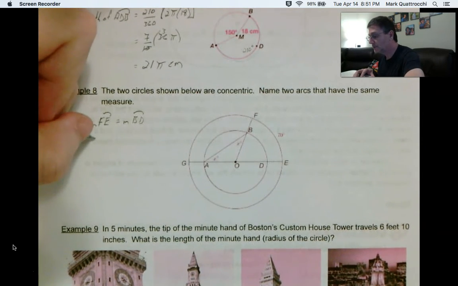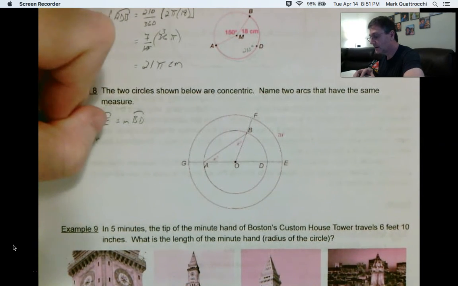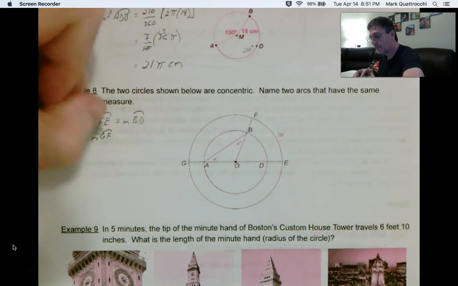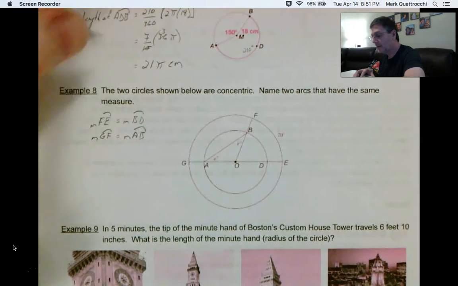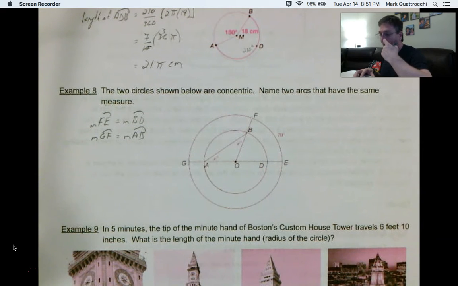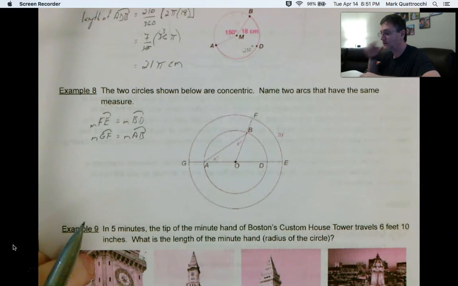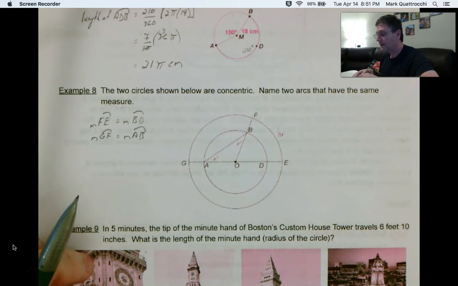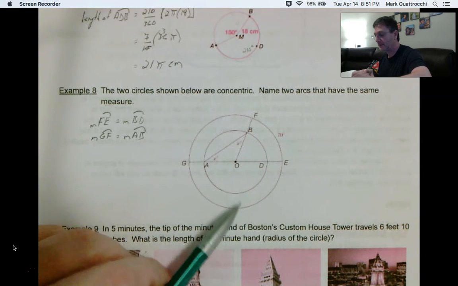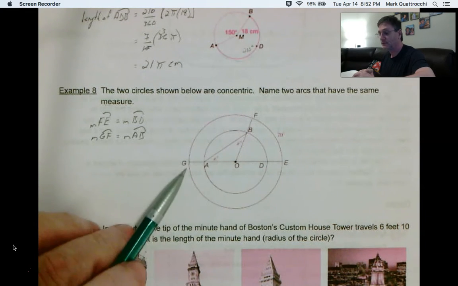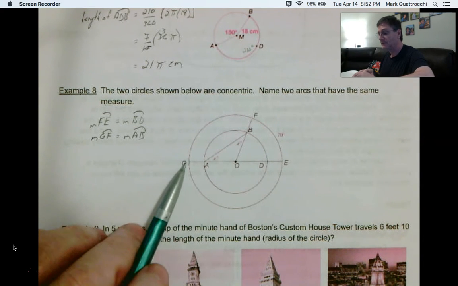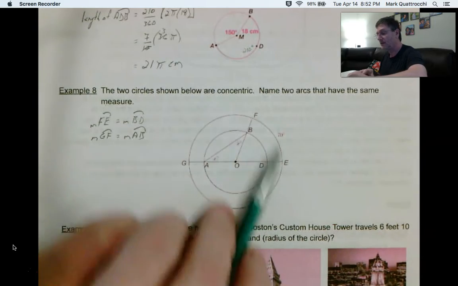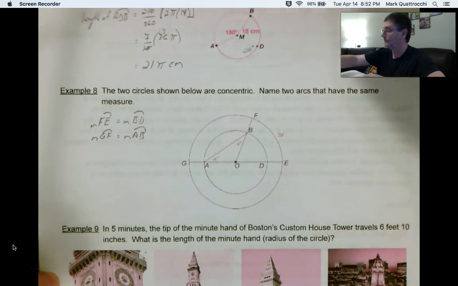Okay? The measure of arc GF is going to be equal to the measure of arc AB. They're both going to be 110 degrees. It didn't ask us to find the measure of the arcs, just measure of two arcs that are the same. And of course we could, if we had a third letter here and a third letter here, we could measure these two semicircles, or arc ABD, 180 degrees, is the same as arc GFE, 180 degrees. Okay.